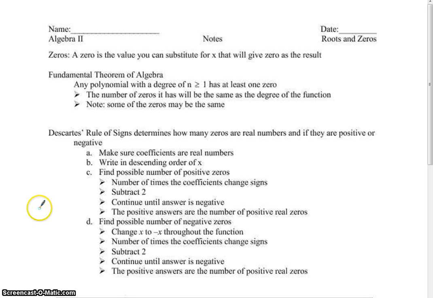The number of zeros it has will be the same as the degree of the function, which we talked about before. One thing you do need to understand is that some of your zeros may be the same. So remember when we had double roots in the past, x minus 3 and x minus 3, so you had a double root of 3. That's possible, and that counts as two zeros.